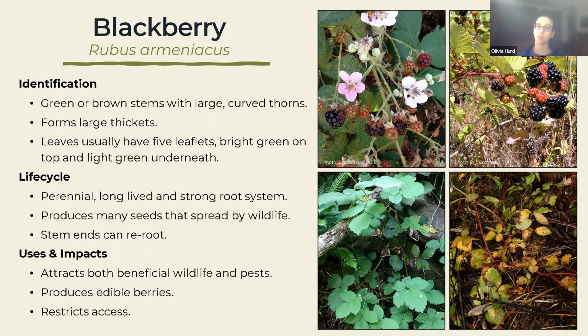In the summertime, they also begin to produce berries. The life cycle for blackberry: it is a perennial. It's long-lived and has a very strong and robust root system. It produces many seeds that are spread by wildlife, birds, and even humans. And one thing to think about is if any of those long stems touch the ground, they can reroot and start new populations or grow from those roots.